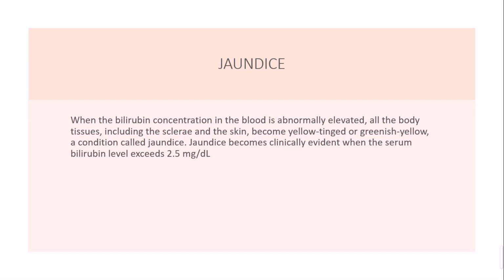Jaundice becomes clinically evident when the serum bilirubin level exceeds 2.5 mg per dl. When the serum bilirubin level in your blood goes to 2.5 or more, only then do we call this condition jaundice or icterus. It is also known as hyperbilirubinemia. Hyper means elevation, bilirubin means the serum bilirubin, and emia indicates in blood. So when the serum bilirubin level in the blood gets elevated, this condition is known as jaundice.